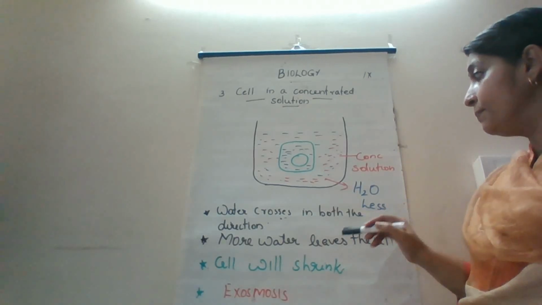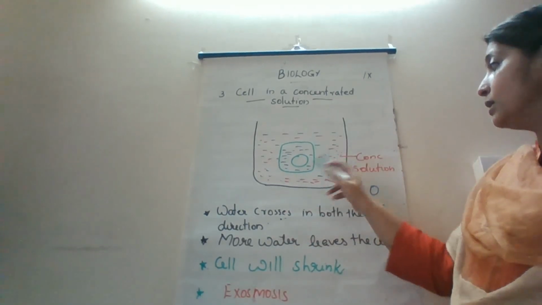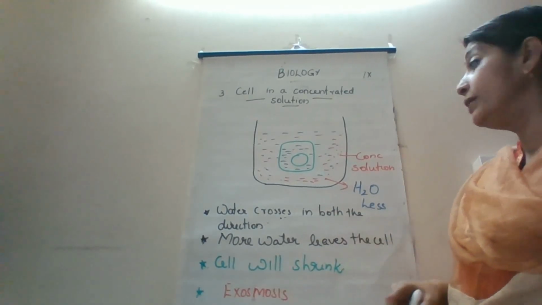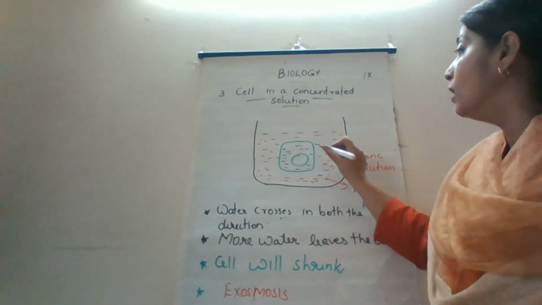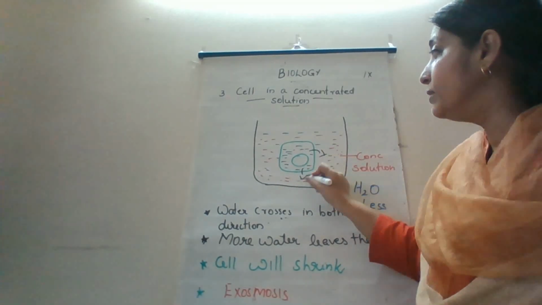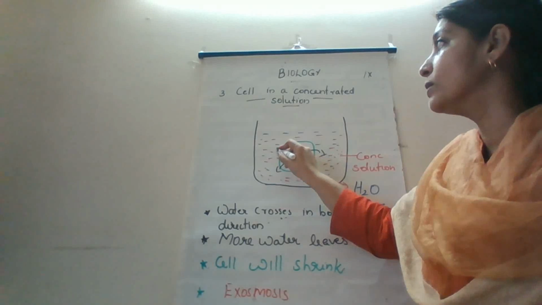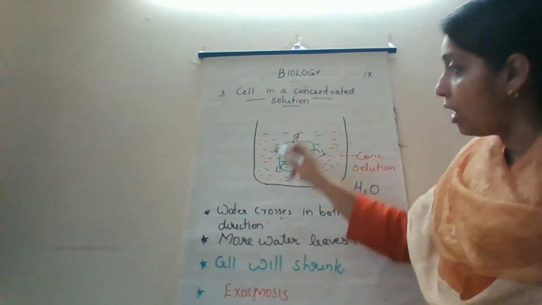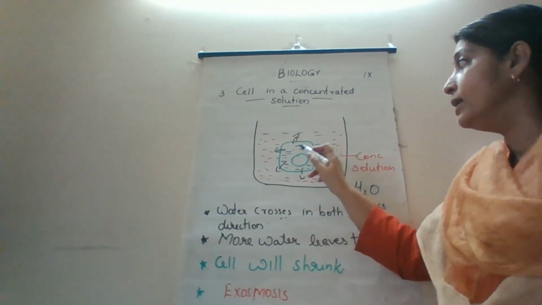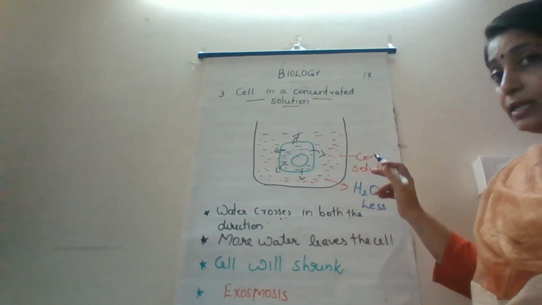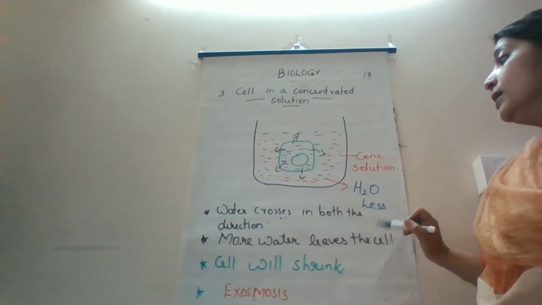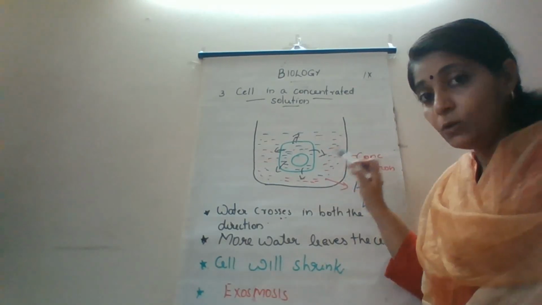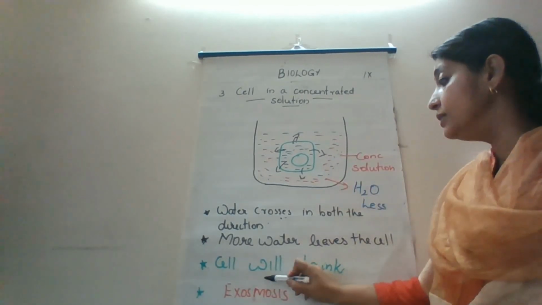So what happens here? Water crosses the cell in both directions, but more water leaves the cell. Since the water concentration is more inside, water will have a tendency to move from inside to outside. So more water will leave the cell. And then what happens to the cell when the cell loses water? When the cell loses water, the cell will shrink.